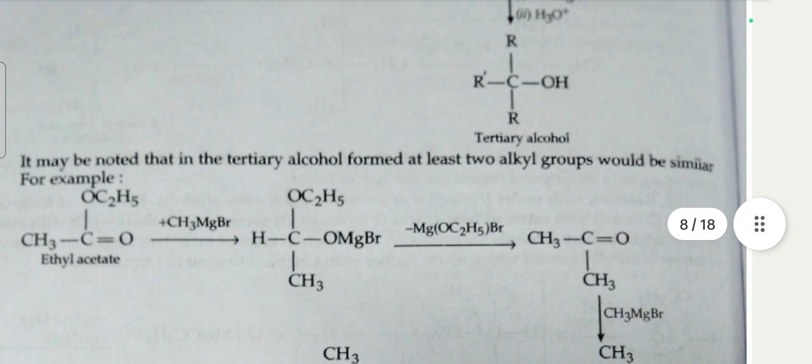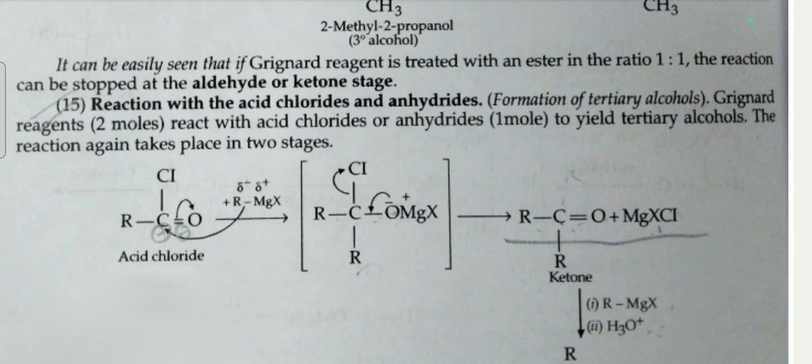It may be noted that in the tertiary alcohol formed, at least two alkyl groups would be similar. It can easily be seen that if Grignard reagent is treated with an ester in the ratio 1:1, the reaction can be stopped at the aldehydic or ketonic stage.